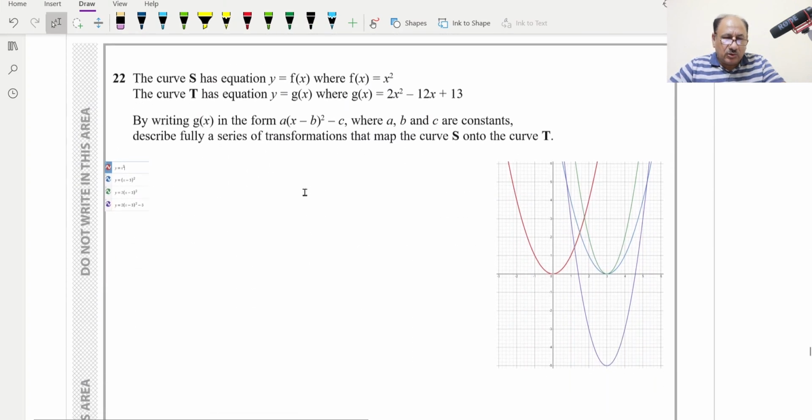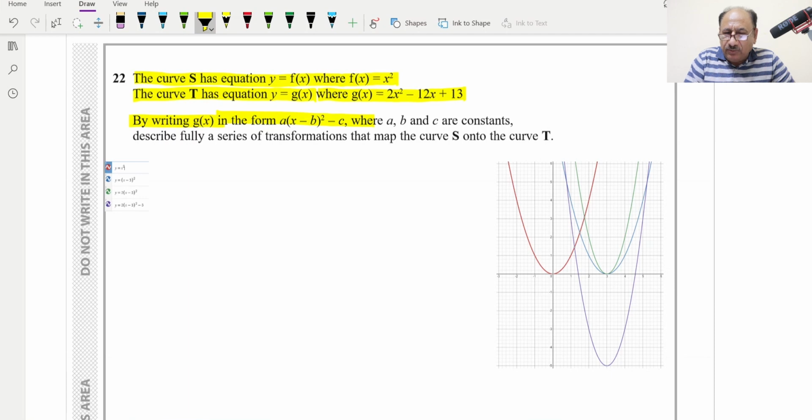Now this is question number 22. I'll go through this question. The curve S has equation y is equal to f of x, where f of x is equal to x squared. The curve T has equation y is equal to g of x, where g of x is equal to this one. By writing g of x in this form, completing the square, where a, b and c are constants, describe fully the series of transformations that maps the curve S onto curve T.